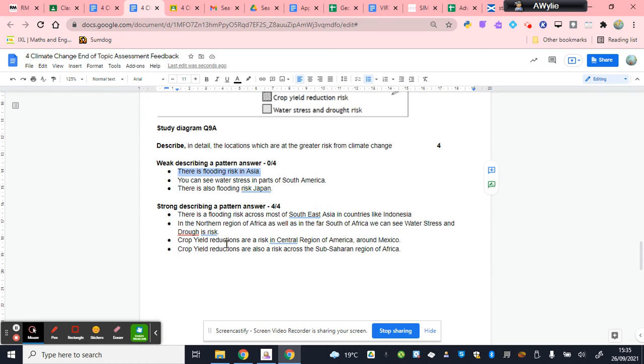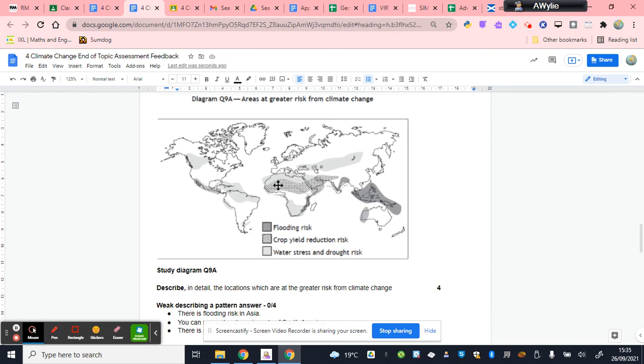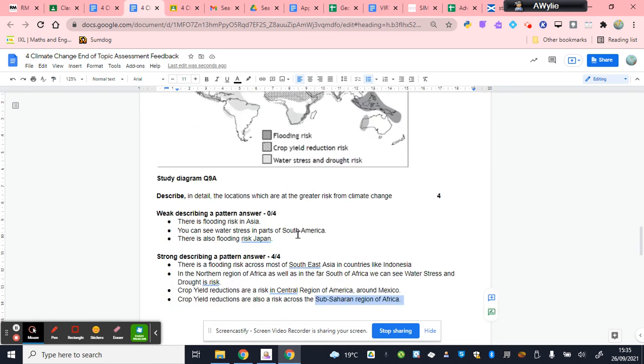If you pause it now and have a look at this answer, you will see a different way of answering. First of all, there's 4 clear points, and each point made is about a specific area of the planet, very specific: Southeast Asia, northern region of Africa, just change that to drought, central region of America around Mexico, and sub-Saharan region of Africa, which is this area here. Most importantly, all 3 parts of the key were used. And that's important when you get a key on a map and you're asked to describe, that you use every element of the key in your answer.